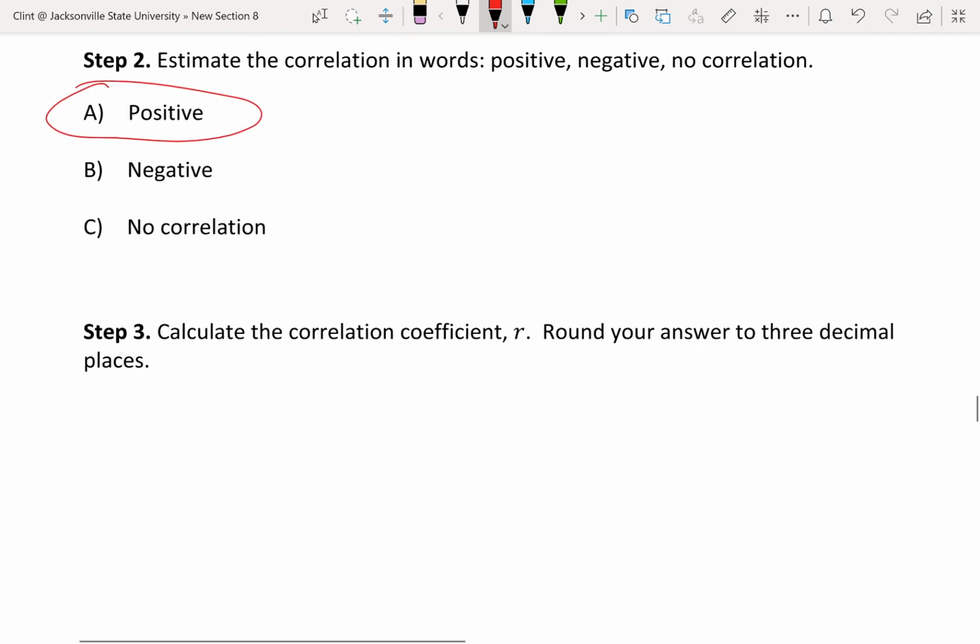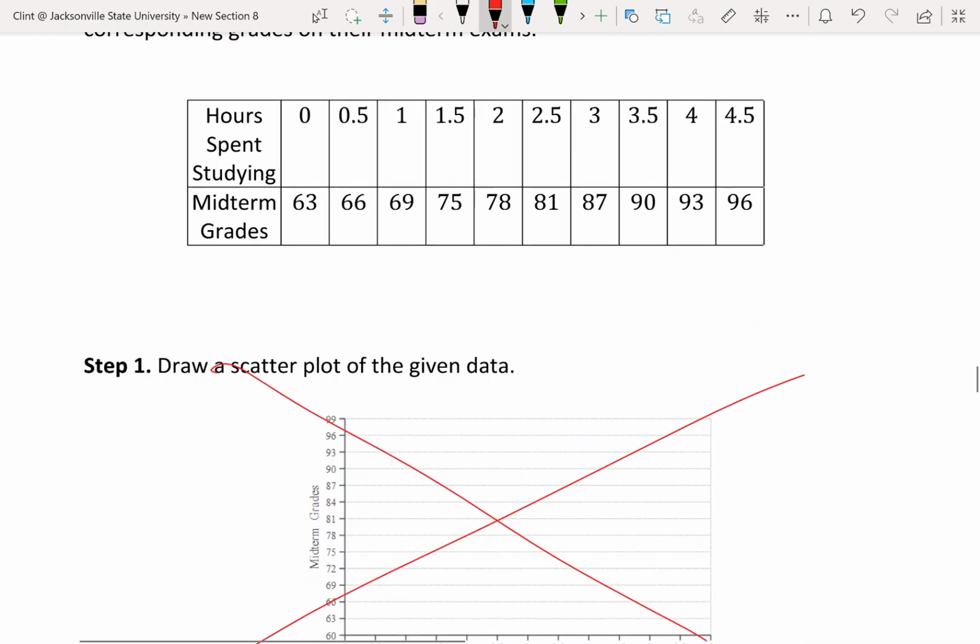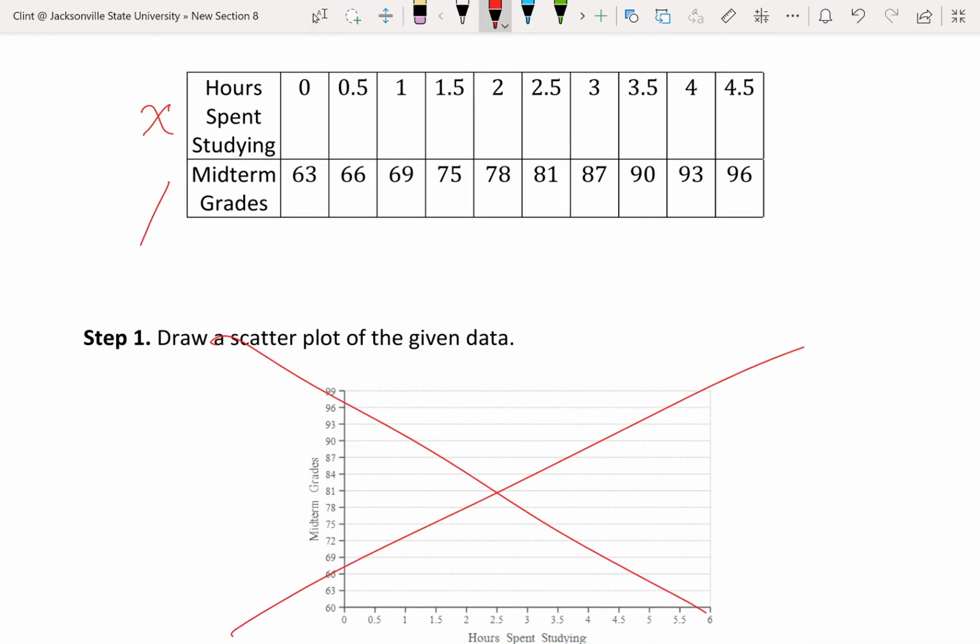All right, and then step 3, just calculate the correlation coefficient. That's what we worked on last time, R, rounded to 3 decimal places. That's just a calculator question. It is in rows here, so we're putting hours spent in for X, midterm grades for Y. Really on correlation, it doesn't even matter if you get those backward, you'll get the same answer. I'll write it right here if you're trying to practice. So for R on this one, you get something that rounds to 0.997.